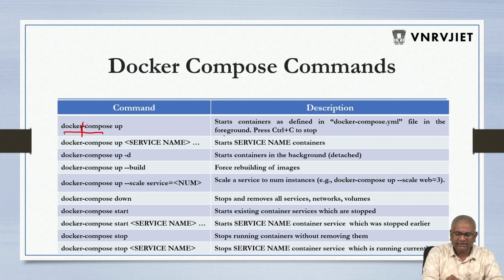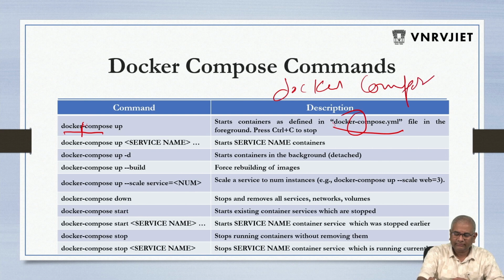What is docker compose up? It starts containers as defined in the docker-compose.yml file. Again, the YML file name will have the hyphen; you can't omit that. But if you want the latest Go language version of Docker Compose, you say docker space compose, removing the hyphen from the command. Then only will you get the latest version. The file name is the same. It runs in the foreground; press Control C to stop.